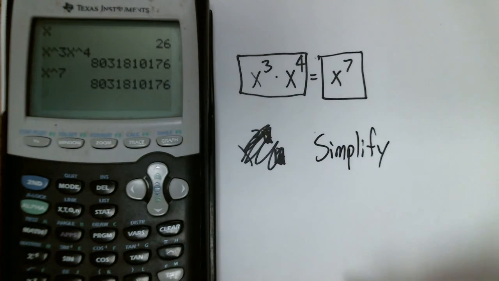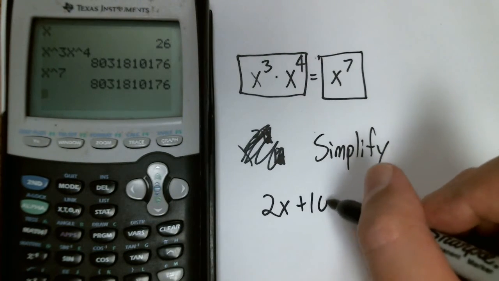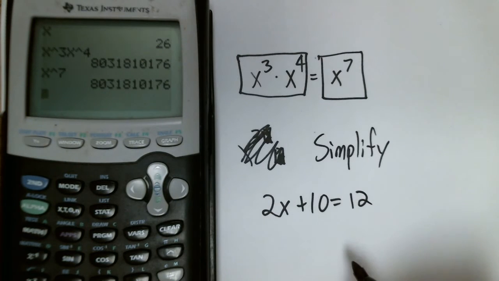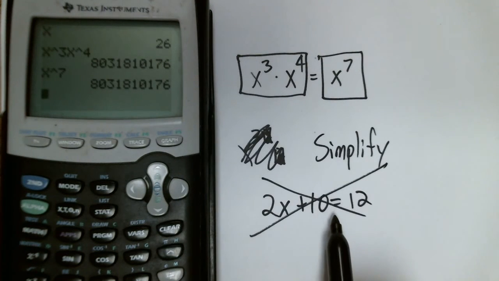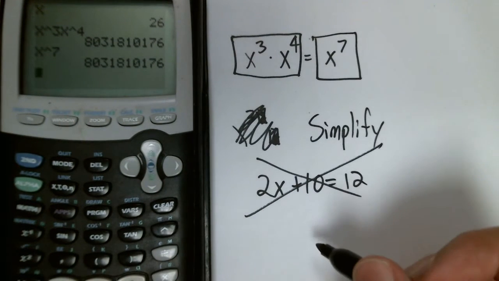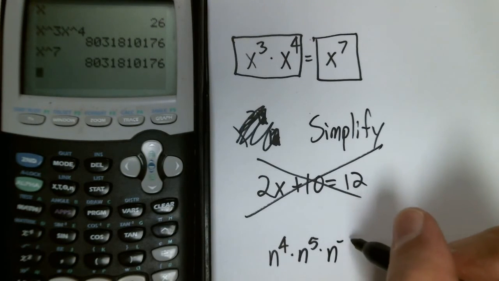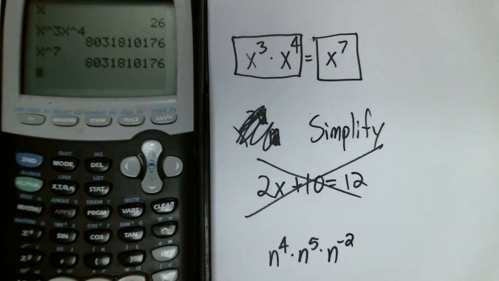Now, if I have an algebraic equation with an equal sign, something like 2x plus 10 equals 12, this little trick's not going to work. All bets are off. You actually have to solve this equation to figure out what x is. I'm only talking about problems where you have to simplify n to the fourth times n to the fifth times n to the negative 2. Notice there's no equal sign here. The problem on the test or the quiz is going to say simplify your answer. I'm going to take all this stuff and simplify it down to some other smaller, easier answer. And I just want to check that the original problem matches my final answer.